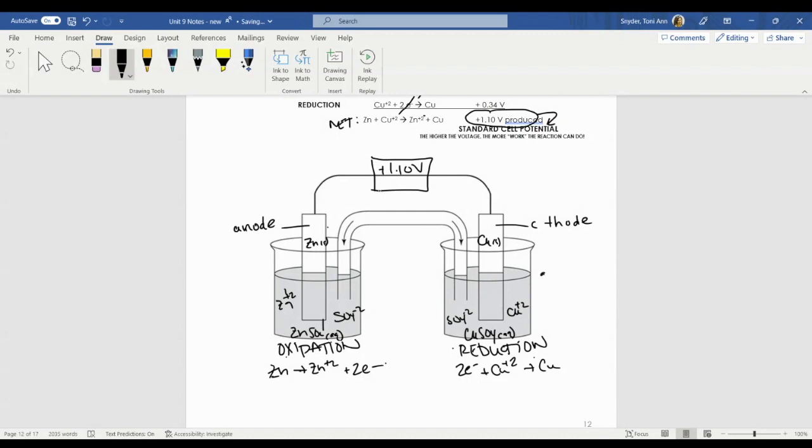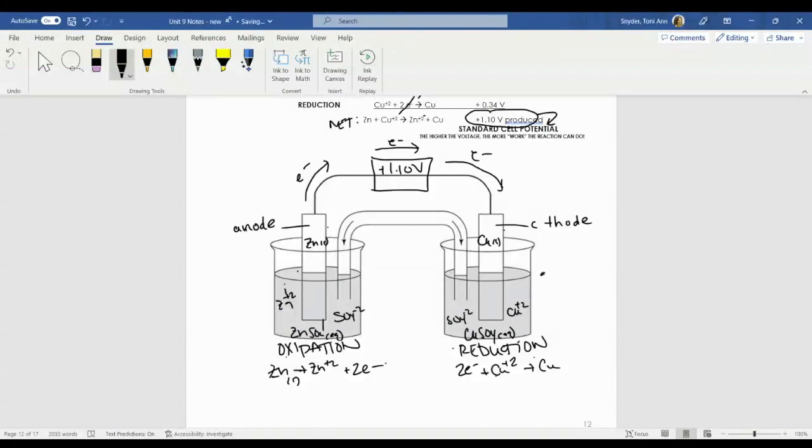Where is the flow of electrons going? Okay. If zinc is being oxidized, this solid zinc, that means that this solid zinc is losing 2 electrons. And where are those electrons going? They are flowing to the cathode. Why? Because copper is getting reduced. Copper has to gain those 2 electrons. So the electrons are going to flow in this direction from zinc to copper. Copper is going to get those 2 electrons.